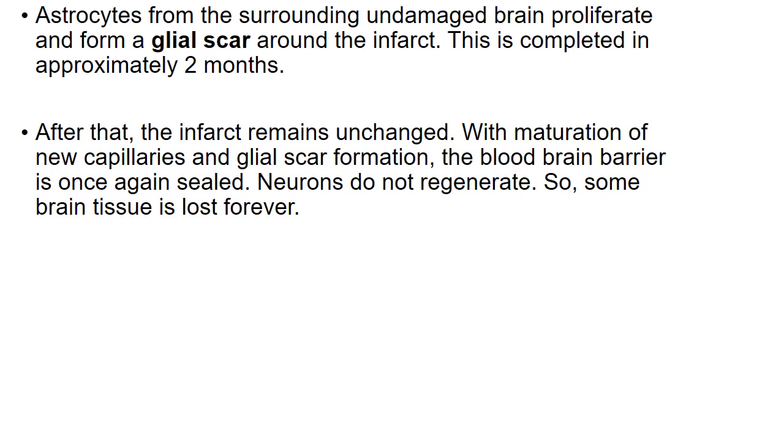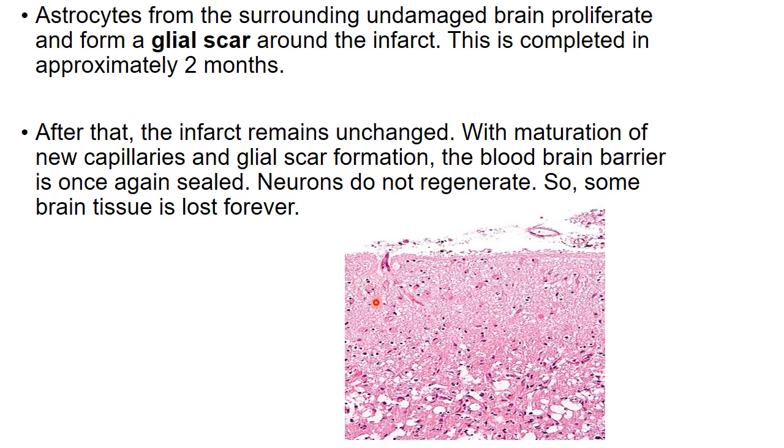Astrocytes from the surrounding undamaged brain start proliferating and form what is called the glial scar. This is completed by approximately 2 months. After that, the infarct remains unchanged. With the maturation of new capillaries and formation of the glial scar, the blood-brain barrier is now sealed. Now, the neurons which have been degenerated and injured cannot regenerate. So, there is always some part of the brain tissue which is lost forever.